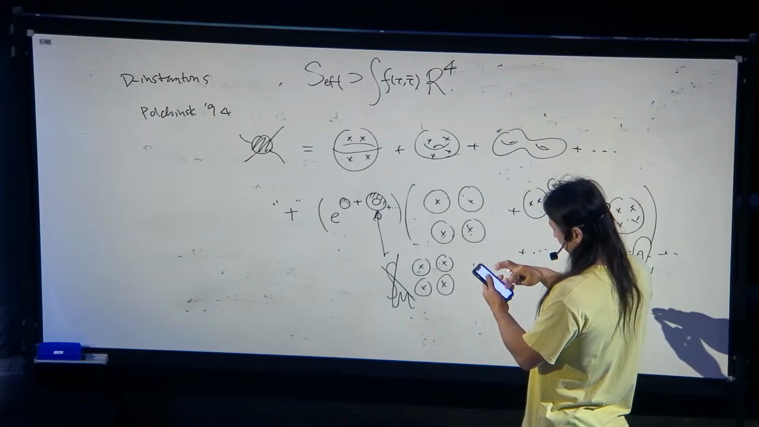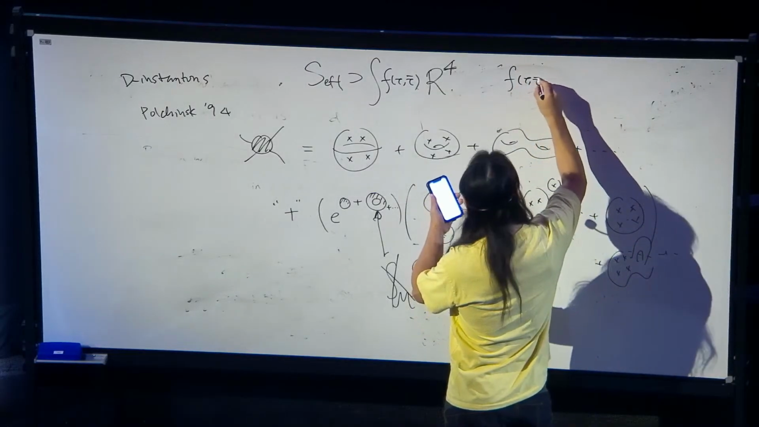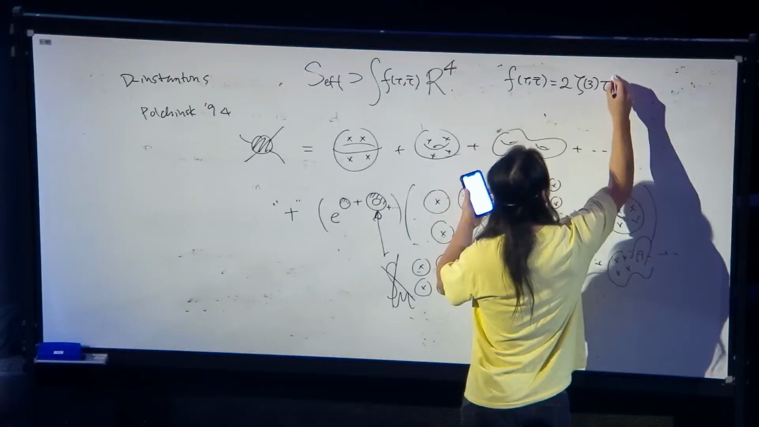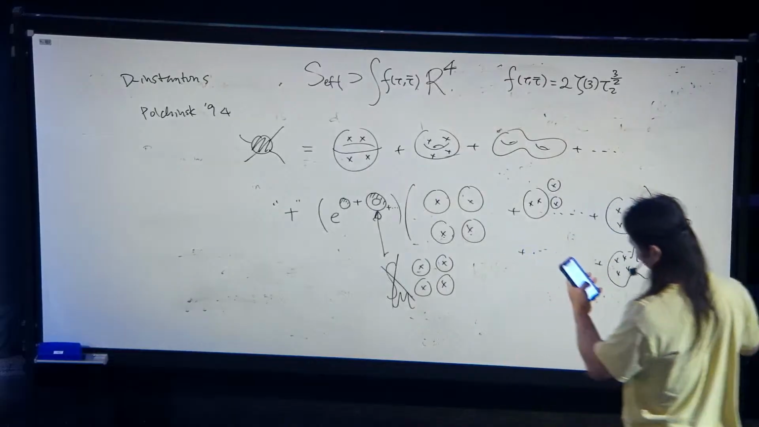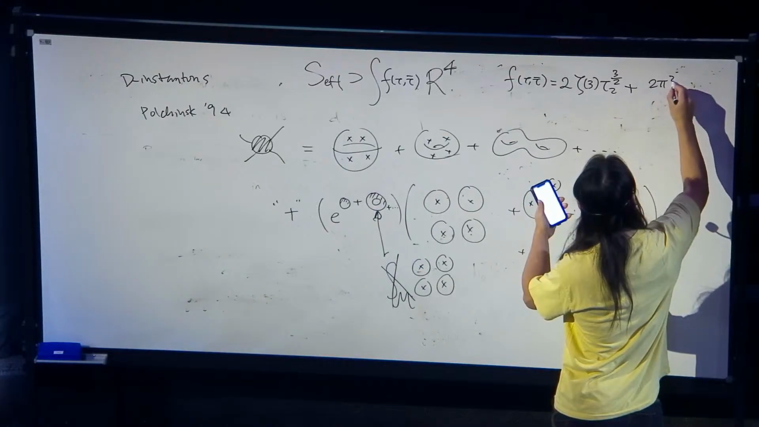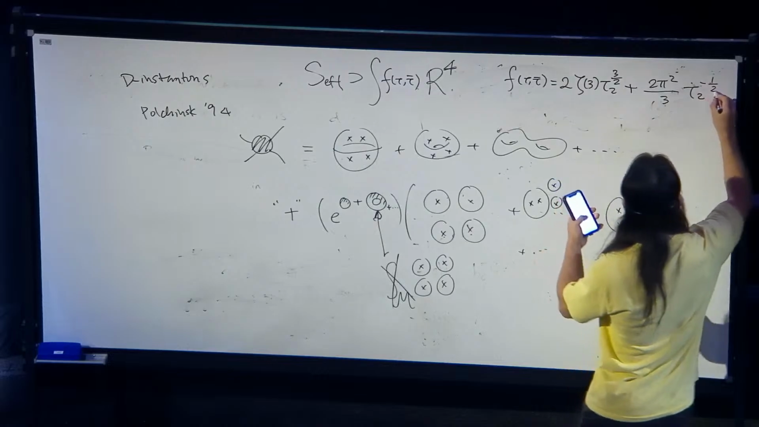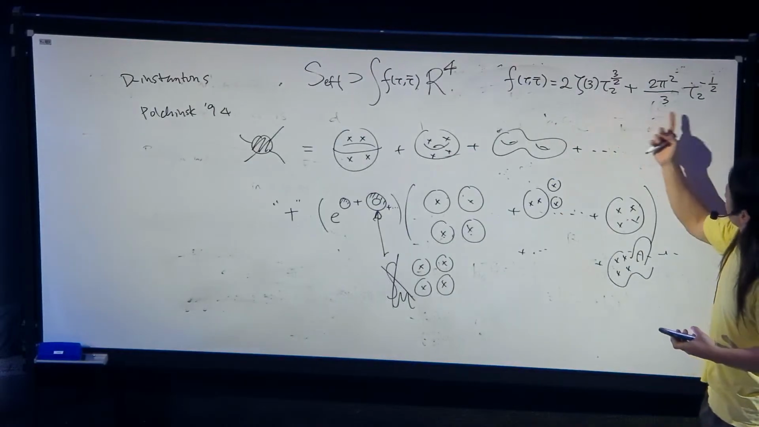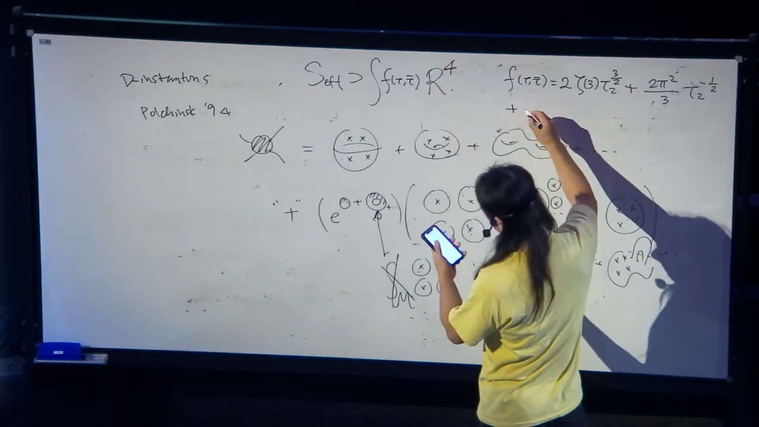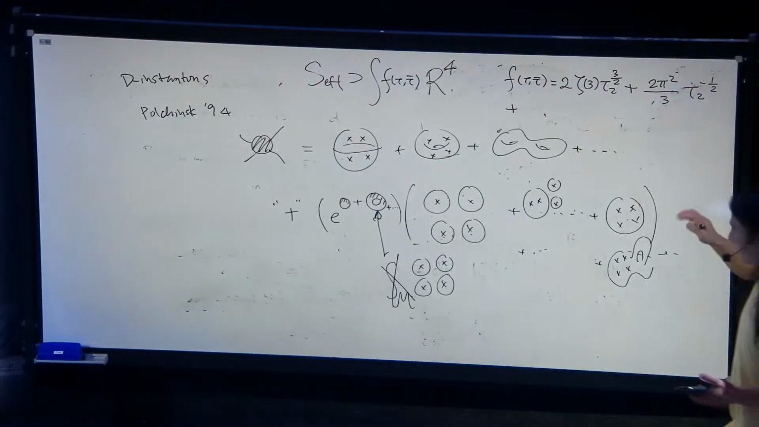If you look explicitly at what this function is, it looks like the following. There's 2 zeta(3) tau_2 to the power 3/2. So that's the zeta(3) that Fernando likes. And then you have 2 pi squared over 3 tau_2 to the minus 1/2. The first term is a tree level contribution. The second term is a one loop contribution, and then it's perturbative one loop exact. So in perturbation theory, that's it. There's no 2 loop contribution or higher.